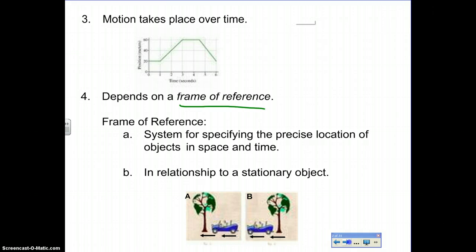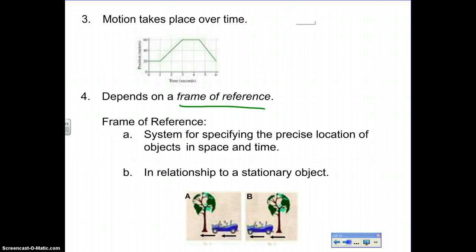Now, the frames of reference are ones that I just mentioned. The actual axes themselves, the x, y, and z axes, are different frames of reference for us to be able to determine if something is moving. It's a system for helping us to identify the exact location of an object in space on one of those number lines, or maybe more than one of those number lines, and in time. The best frames of reference are going to be stationary objects, which we call a reference point.